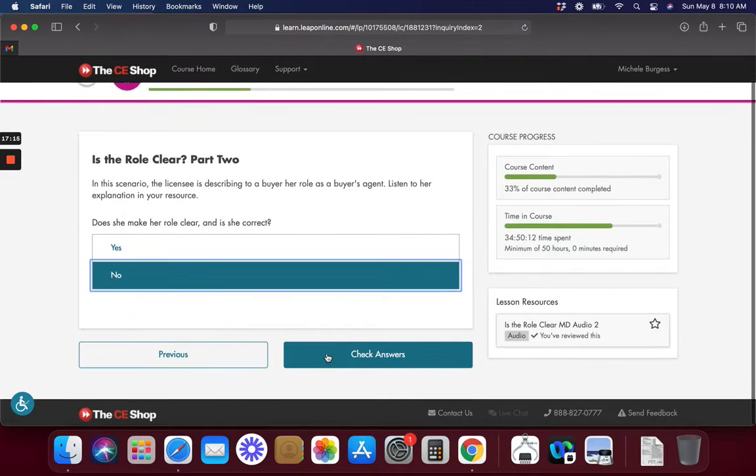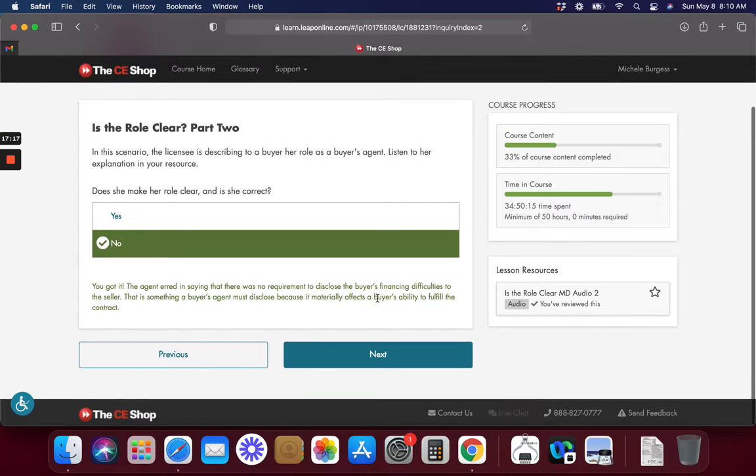Okay, her role was not clear on that. The agent erred in saying there was no requirement to disclose the financial difficulties to the seller.